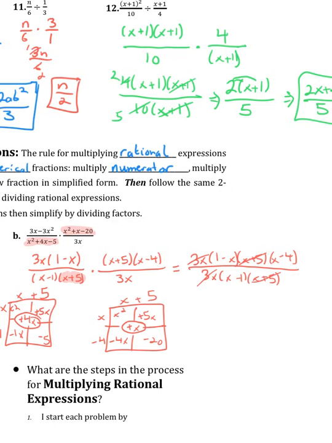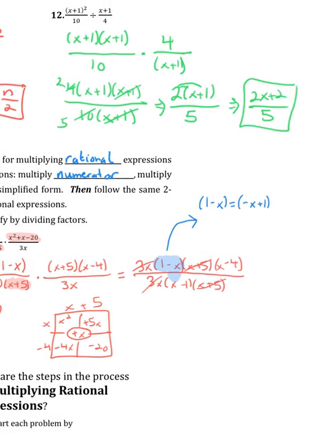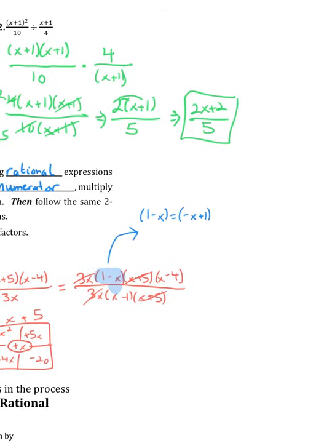Now, one thing that kind of irks me on this one is this 1 minus x, because it looks so close to x minus 1. And what we can do with that 1 minus x is we could technically rewrite it. I'm going to rewrite it as negative x plus 1, which doesn't look as close to x minus 1 as it did before. But what I can do is factor out a negative 1 and rewrite this as x minus 1.